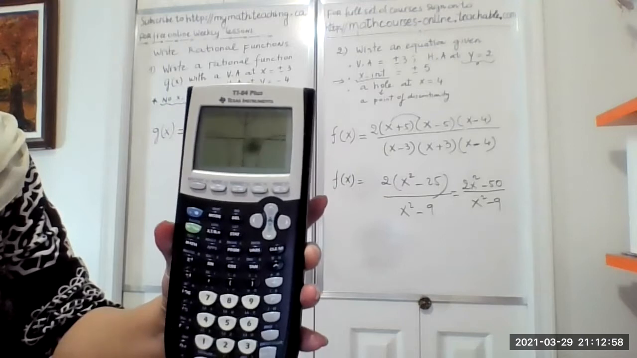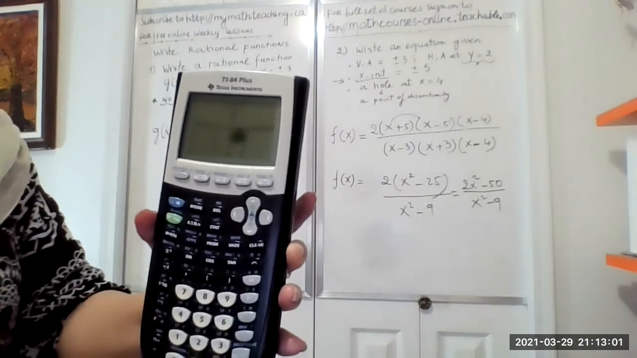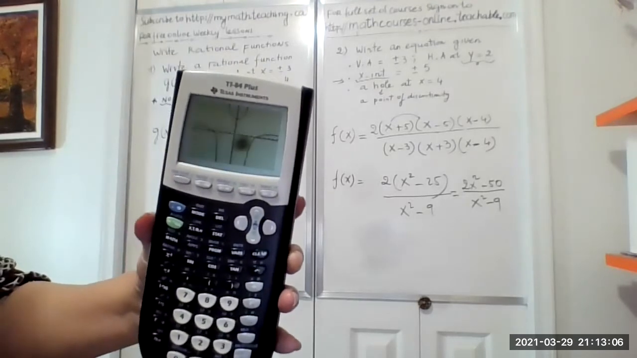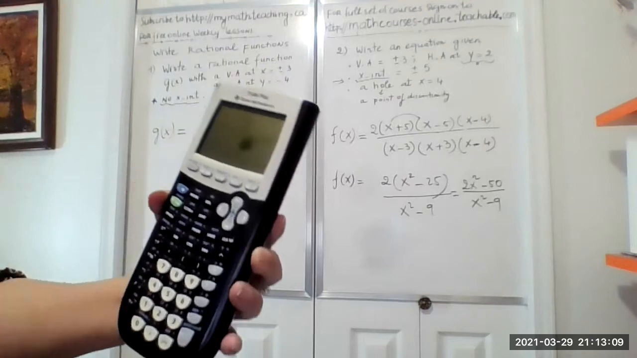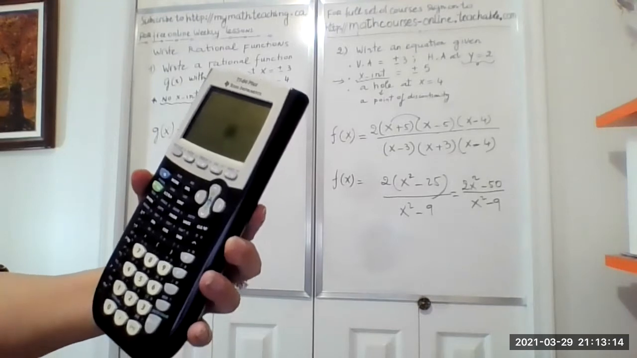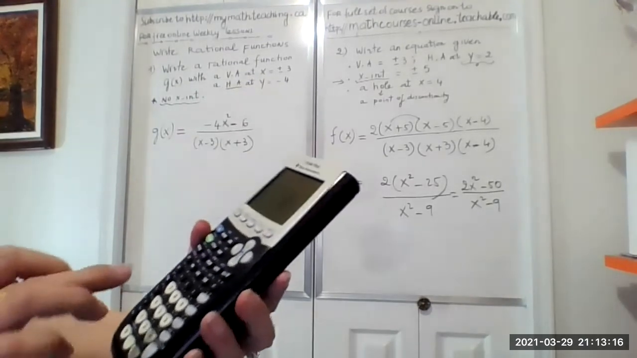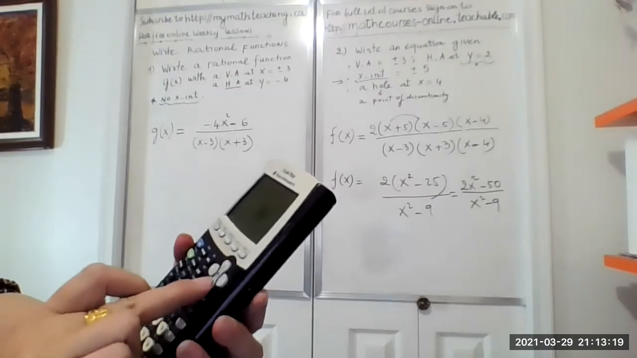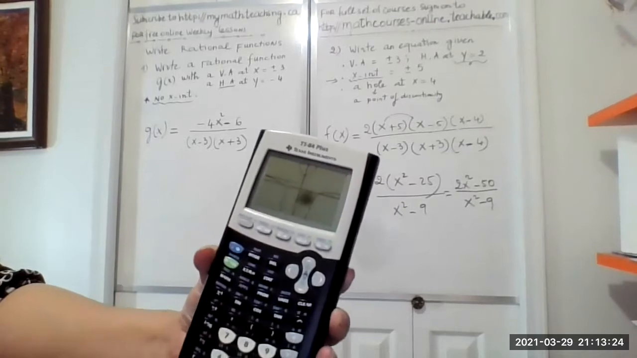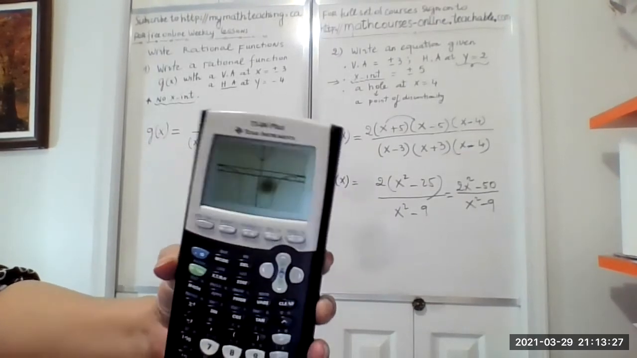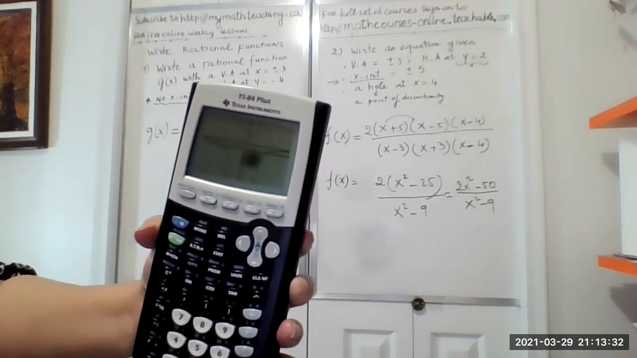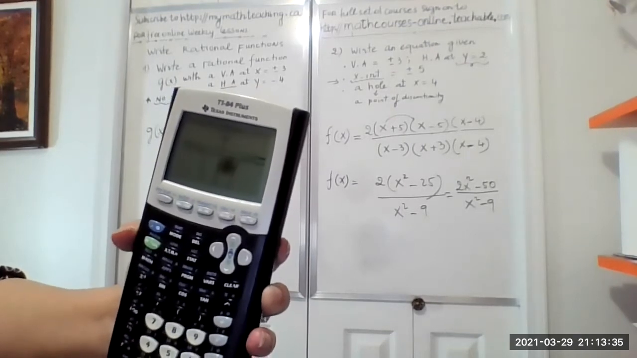But let's analyze the graph to see if we are correct. Do we contradict the given data, or are we okay? Now we will not be able to check the hole, but we're going to check the horizontal asymptote at y equals 2. So I'm going to key in y equals 2, enter, graph. Now you see that yes, we do have a horizontal asymptote going through y equals 2. Now we're going to check the x-intercept.